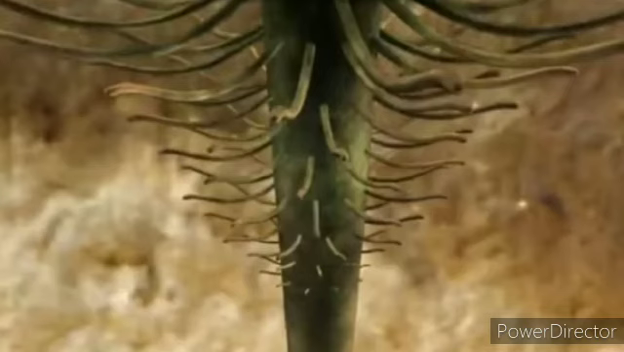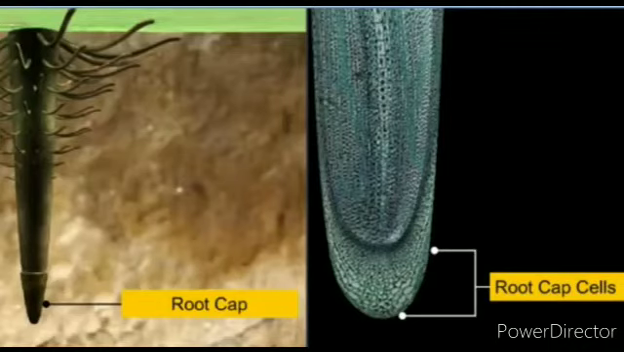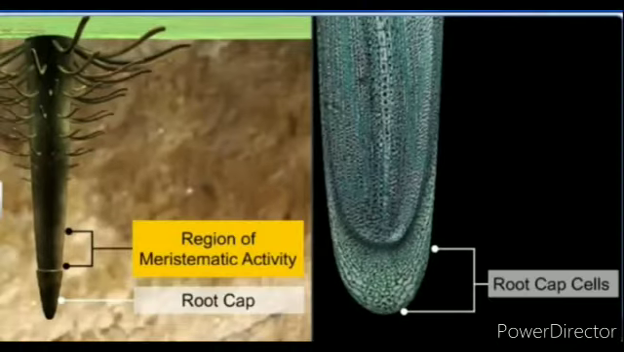What are the parts of a root? The root tip is covered with the root cap. It is the protective covering over the tender tip of the root. Tender means a thin portion. Because the root is growing into the soil, the root cap protects the root. That protective covering is the root cap. Second point, it is the region of meristematic activity.